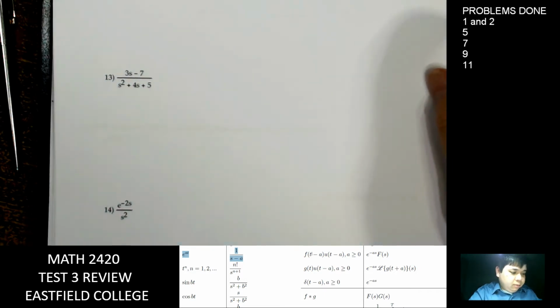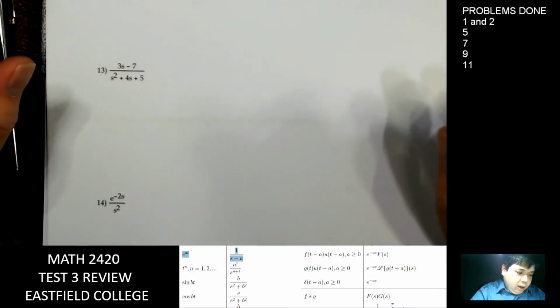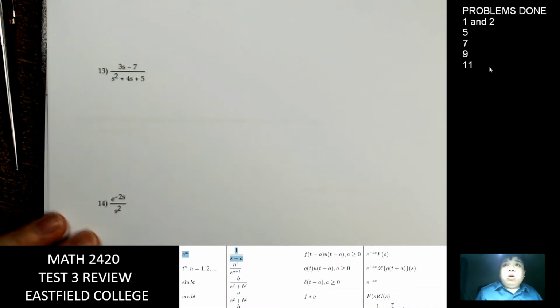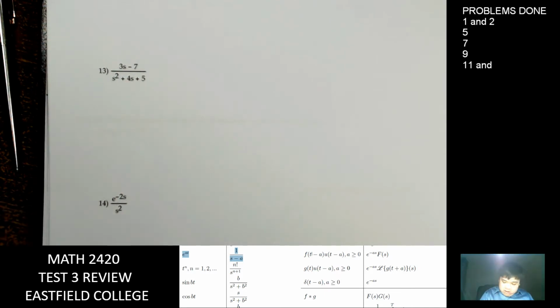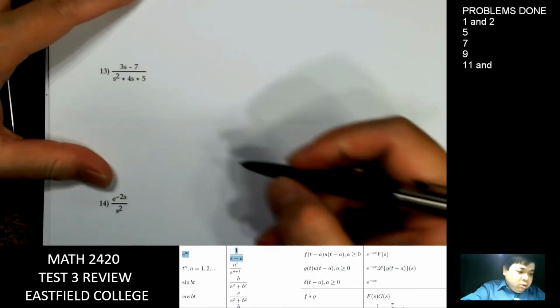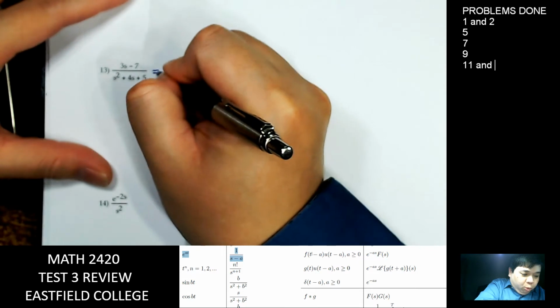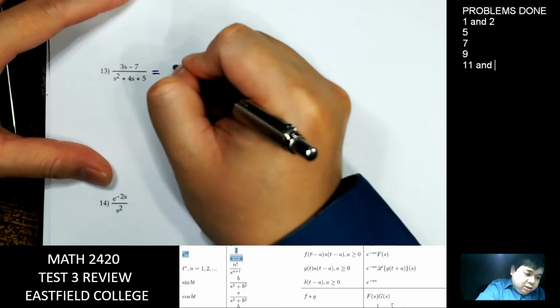Right. Next I want to look at 13. I haven't done that yet. Alright, 13. Once again, we rewrite the function.